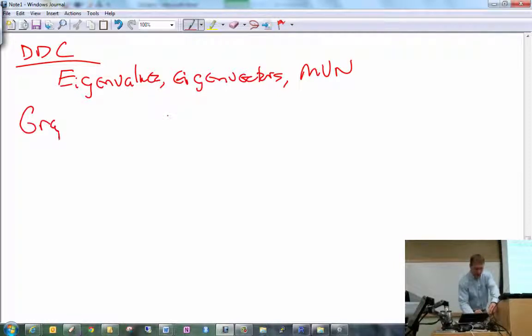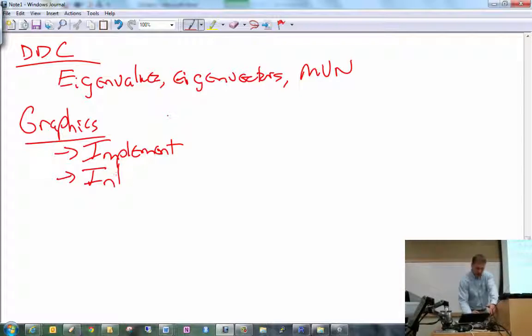Then the graphic section. The purpose of this is, I guess just in general, how to implement all these particular plots, and how to interpret then all these particular plots that we looked at.